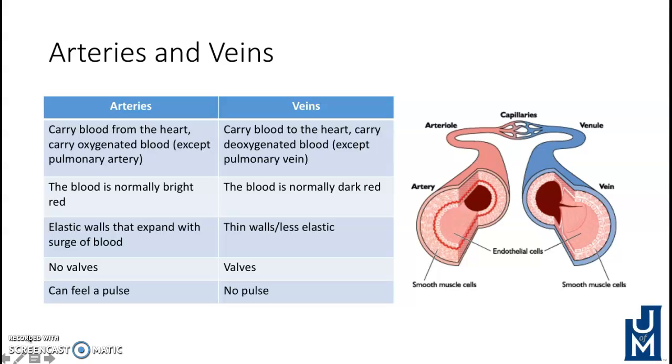Now with veins, they are carrying blood from our extremities back to our heart, and they are deoxygenated. This blood is normally dark red in color. They have thin walls, and they are a little bit less elastic. They also have valves, and the reason that they have valves is because it's not allowing for backflow. We need this blood to be pushed up from the bottom back up to our heart. So these valves help to make sure there is no backflow in that plumbing of our circulatory system.